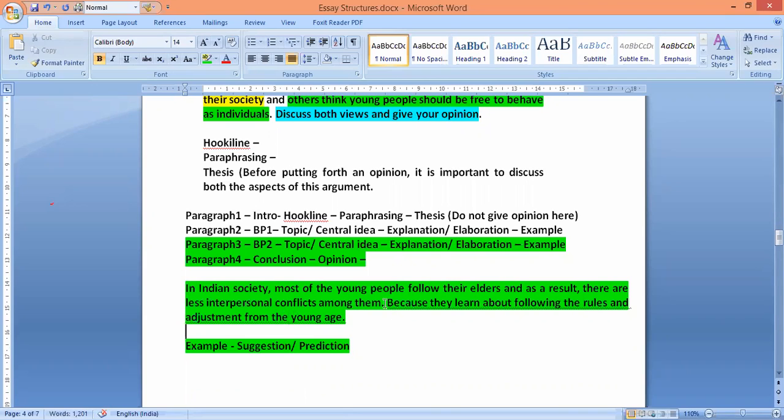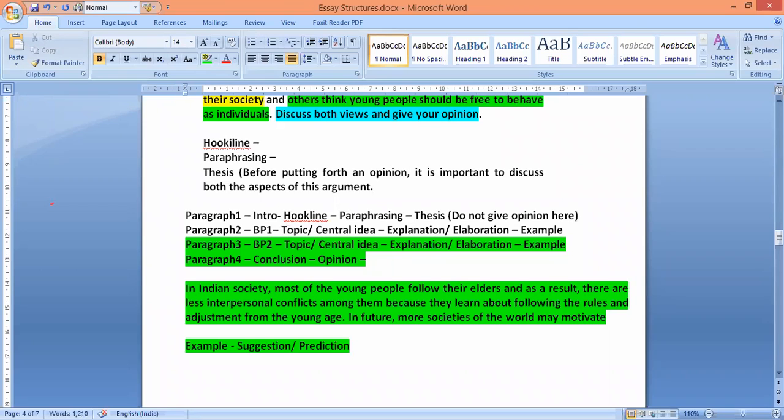So then in this conclusion, we wouldn't really need to give a suggestion or prediction, right? Since we have stated an opinion. You can also just say that in future more societies of the world may motivate. Sir, is it necessary to state an example in the opinion?